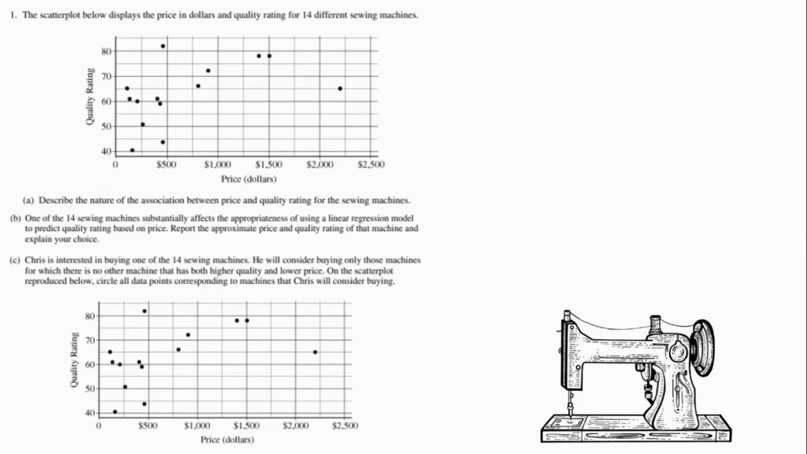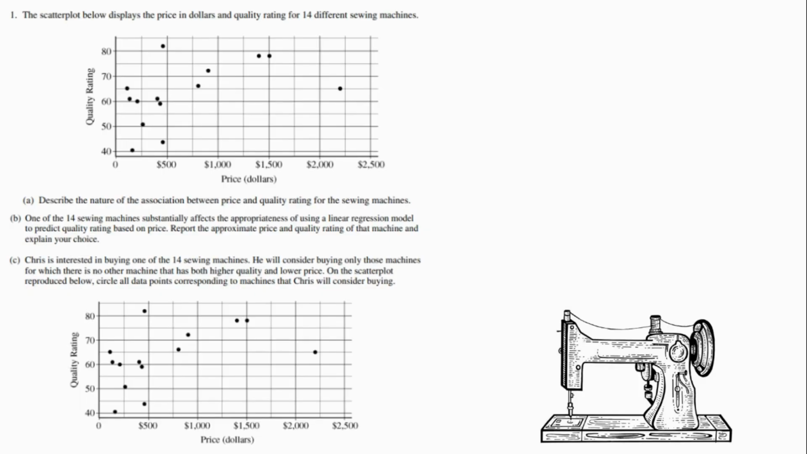Let's get to work. So for our first question, we see the scatter plot below displays the prices in dollars and quality rating for 14 different sewing machines. Part A, describe the nature of the association between price, the x-axis variable, and quality rating, the y-axis variable, for the sewing machines. Take a moment, try this one on your own, and check your answer by unpausing the video.